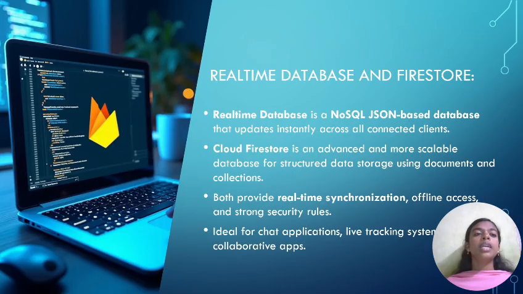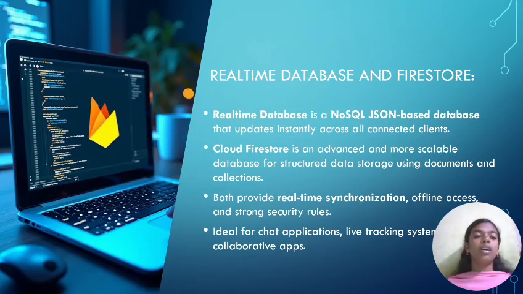Next is real-time database and Firestore. Firebase mainly provides two types of databases. One is the real-time database and the other is cloud Firestore. First is the real-time database. It is an older one and it stores the data in a simple JSON format. When someone updates something, it immediately changes for all the connected users. For example, in a chat app, when one person sends a message, the other person sees it instantly. That's because of the real-time database.